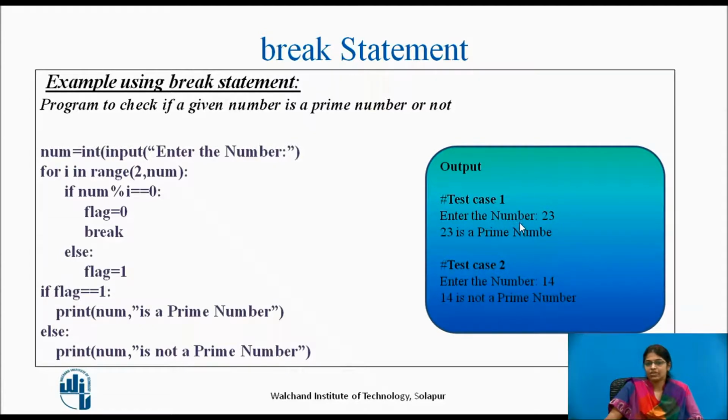Here in this case, we are seeing two test cases. For test case 1, the number entered is 23. We know 23 is not divisible by any other number other than 1 and the number itself. That's why 23 is a prime number. And the other test case is the number entered is 14. We know that 14 is divisible by 2 also, by 7 also. So it's not a prime number. It is printing that 14 is not a prime number.